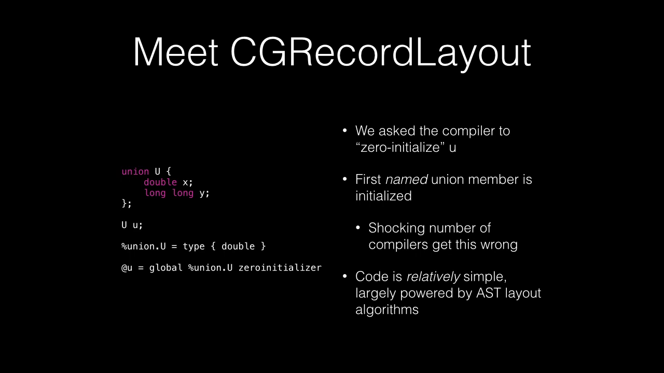The code that does this is relatively simple because it leverages a lot of the work that we did in earlier phases of the compilation. So a lot of this stuff was already figured out when we got to the AST building phase of compilation. This is actually great. I haven't found too many bugs in CGRecordLayout since we rewrote it, because the old one had a ton of bugs.